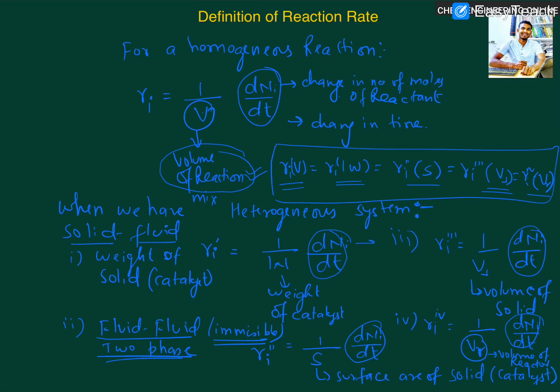Now if we want to convert one rate to another rate, we should know the volume and the weight. We should be able to convert from one rate to another if we know the volume and weight between these two, whatever conversion we want. So this is a very important expression. Based on this, many questions have been asked in the GATE examination. I will show you through examples.